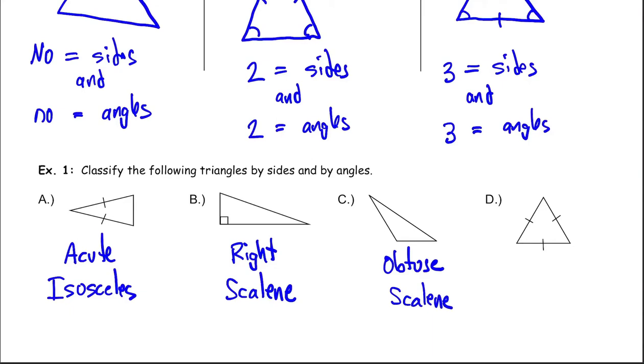And letter D, what do I notice? I notice it's got three equal sides. Also, they're all acute. And in fact, all equilateral triangles are acute. So you can write acute equilateral, or you can just write equilateral. That's the only one you can name with one word.